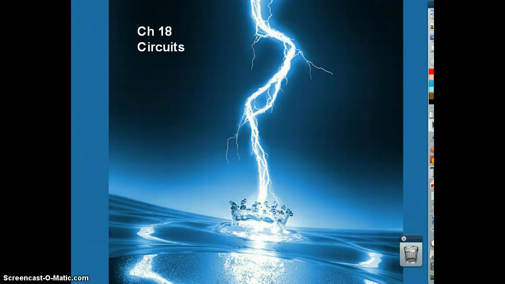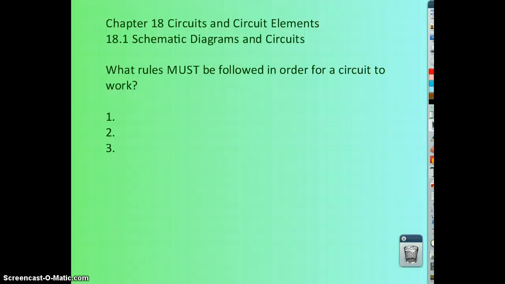Introduction to Circuits. Chapter 18 in our book is all about circuits. So, the first thing we need to learn in circuits is, number one, what defines them, and number two, how to draw them properly. So let's look at a couple rules that you have to have in order for something to be a circuit. Rule 1, you must have a power source of some nature.